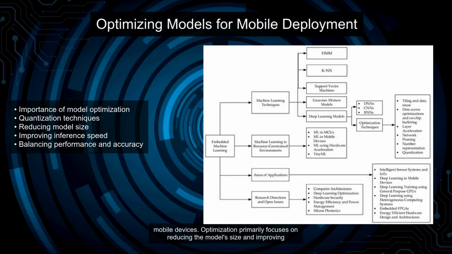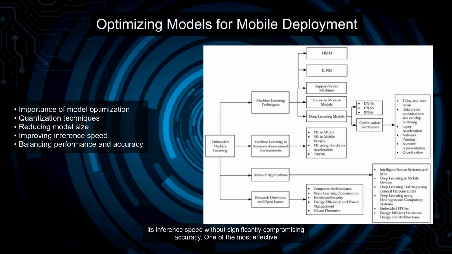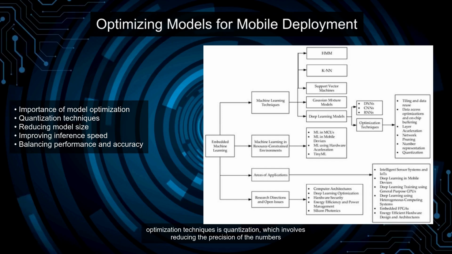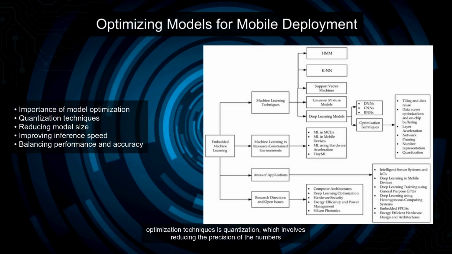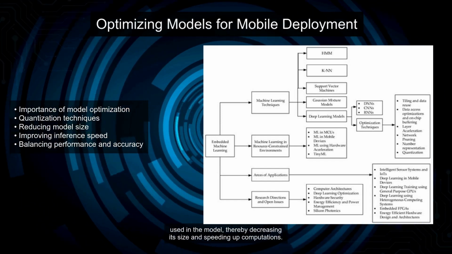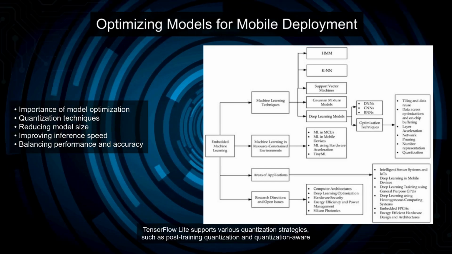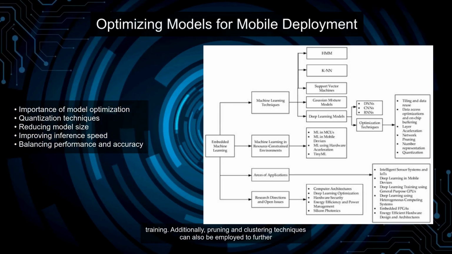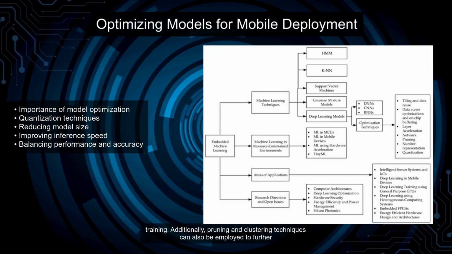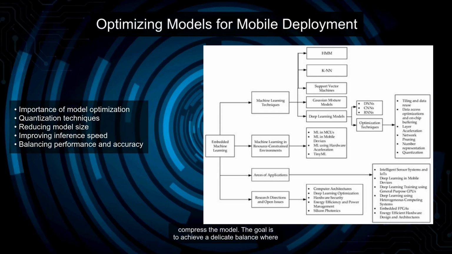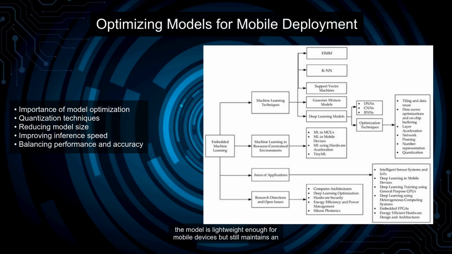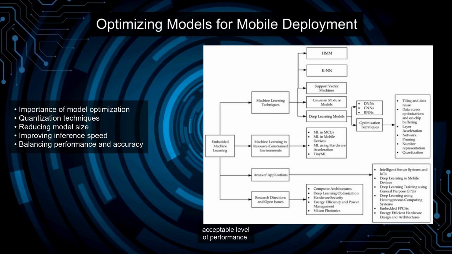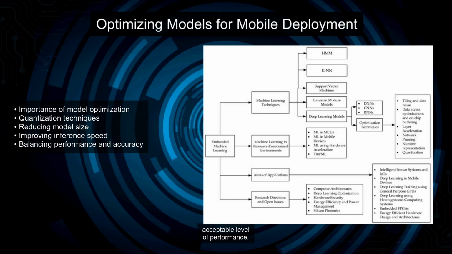Optimization primarily focuses on reducing the model size and improving its inference speed without significantly compromising accuracy. One of the most effective optimization techniques is quantization, which involves reducing the precision of the numbers used in the model, thereby decreasing its size and speeding up computations. TensorFlow Lite supports various quantization strategies, such as post-training quantization and quantization-aware training. Additionally, pruning and clustering techniques can also be employed to further compress the model. The goal is to achieve a delicate balance where the model is lightweight enough for mobile devices but still maintains an acceptable level of performance.